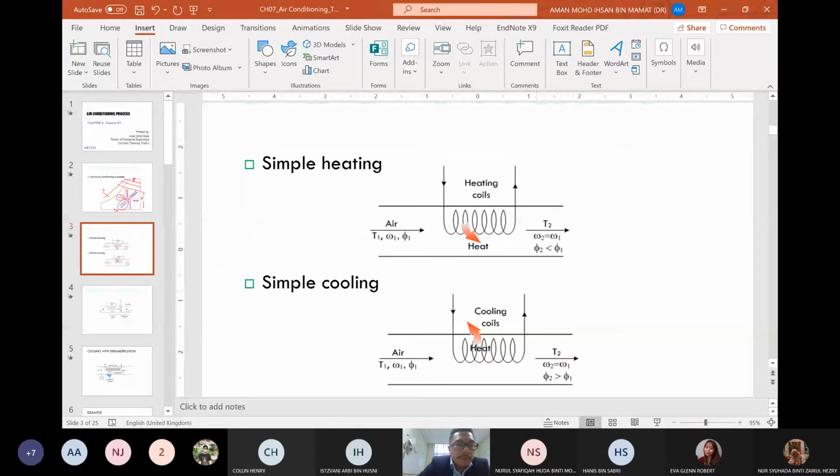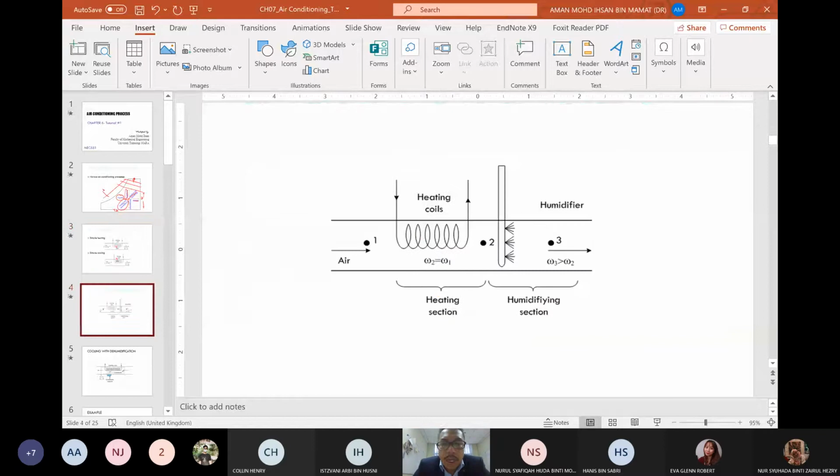And then this is two processes involved, which is the heating with the humidifying, where through the heating coil, the heating section, the specific humidity remains, the temperature is increased, and in the second section, in the humidifier section, the specific humidity will be increased, and as well the temperature will be increased too.